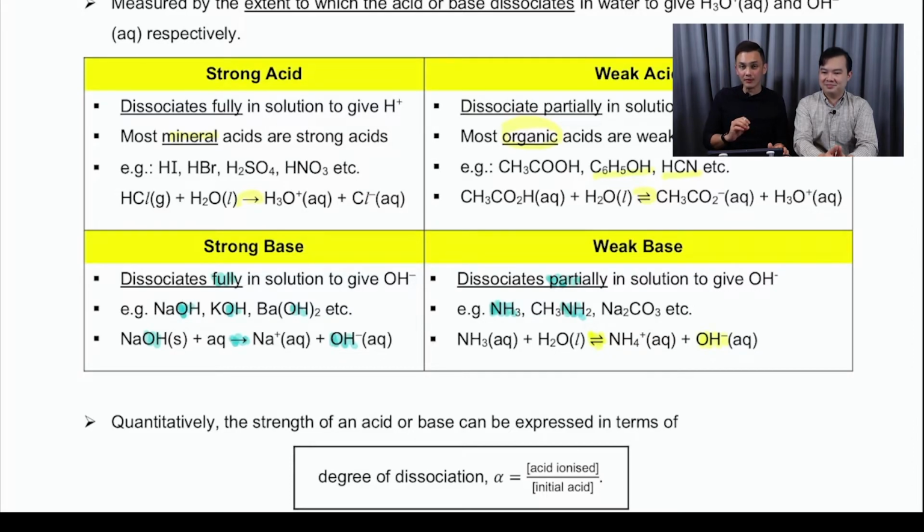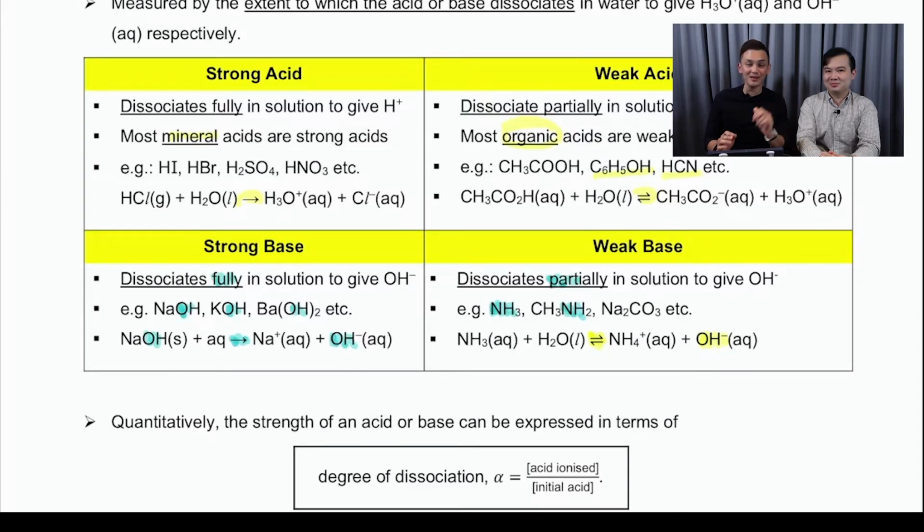One major difference you will notice between a weak acid and a weak base is the way we write the equation. Remember, what does an acid do? It releases H+. So we just want to show that an acid is releasing an H+.